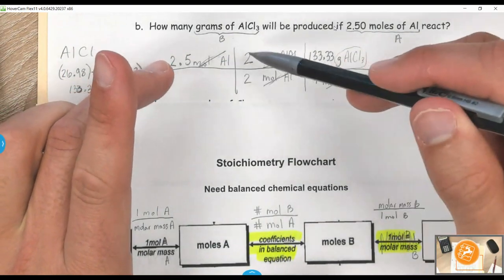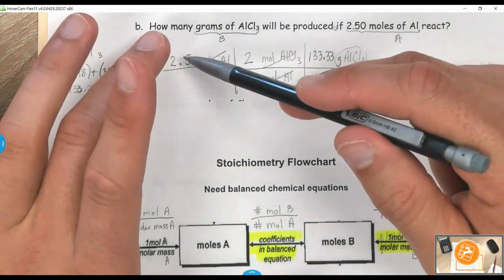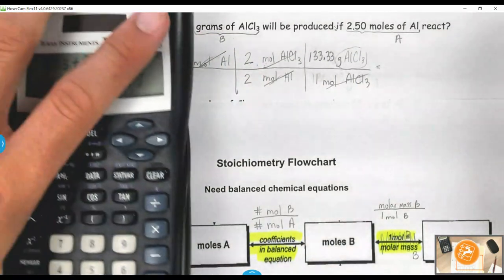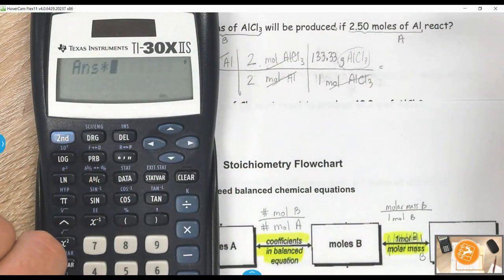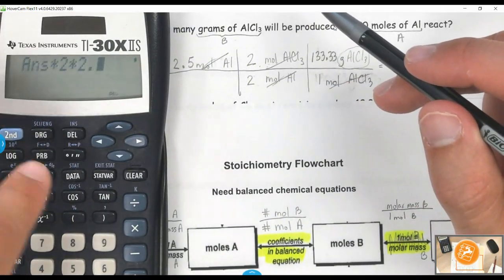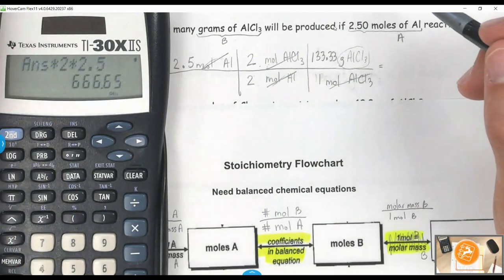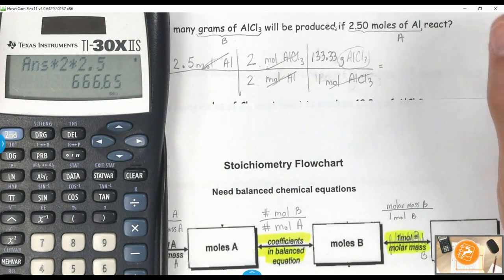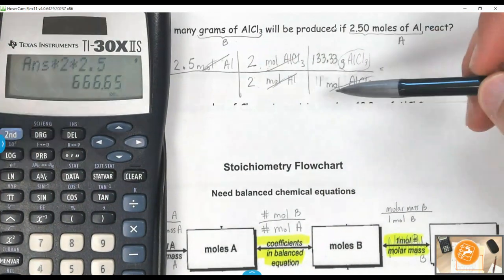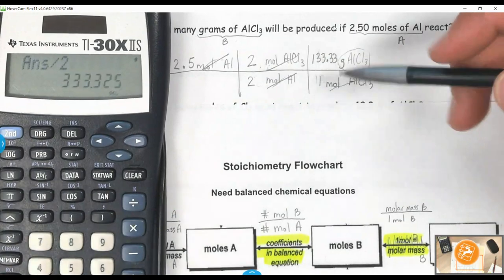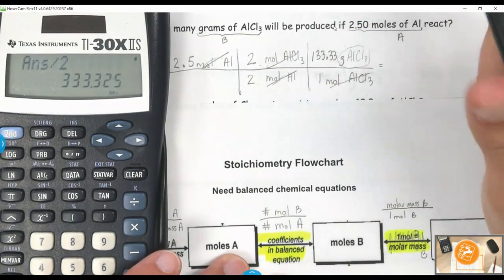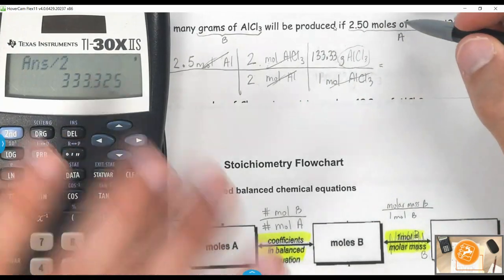Now you multiply everything on top. So 2.5 times 2 times the 133.3. So 133.3 times 2 times the 2.5. 666.65. So you multiply everything on top and then divide by everything on bottom. So now we got to divide this by 2. And then, well, we don't need to divide by 1 because the 1 isn't going to affect it. And so that is going to be what you're dealing with.